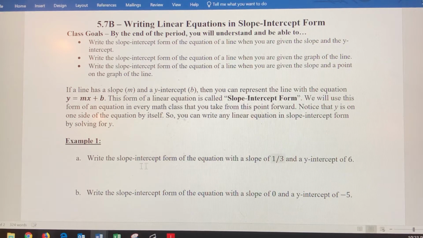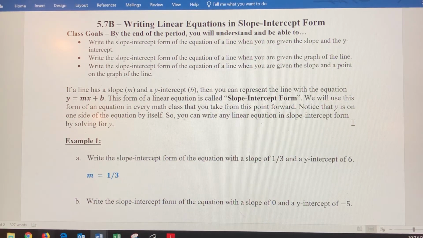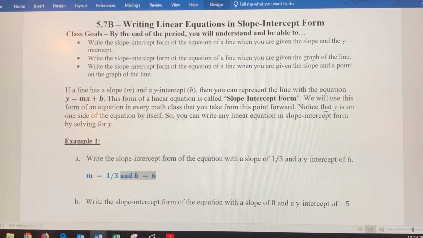So this is the most basic thing we can do here, where you're given both values that you're going to plug in to these places: one for m, slope, and b, y-intercept. So in example 1, part A here, we want to write the slope-intercept form of the equation with a slope of 1/3 and a y-intercept of 6. The slope is given to us as 1/3. The y-intercept, which we call b, is given to us as 6. So all we have to do is plug these two values into our slope-intercept form and we're done.